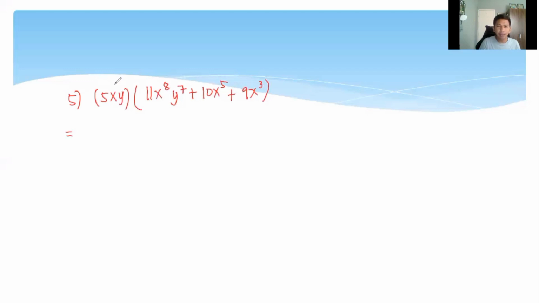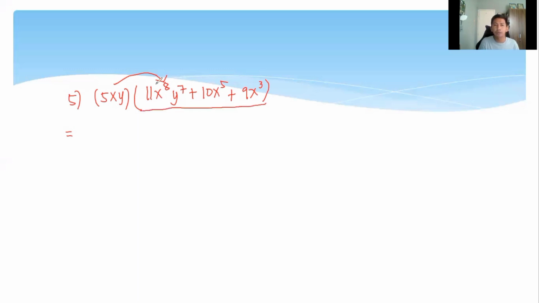Say for instance, this is example number 5: 5xy times the quantity 11x raised to 8 y raised to 7 plus 10x raised to 5 plus 9x raised to 3. We now have 5xy times, we distribute this monomial in each term that we can see inside the parenthesis of the polynomial. Ito po yung given na polynomial natin.